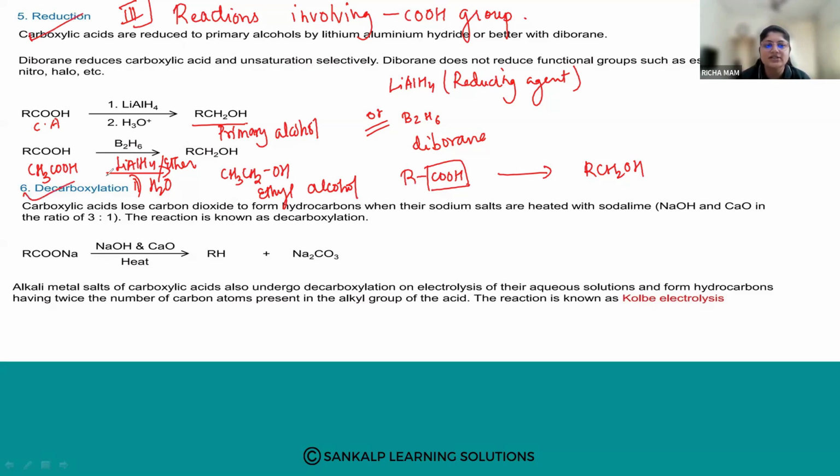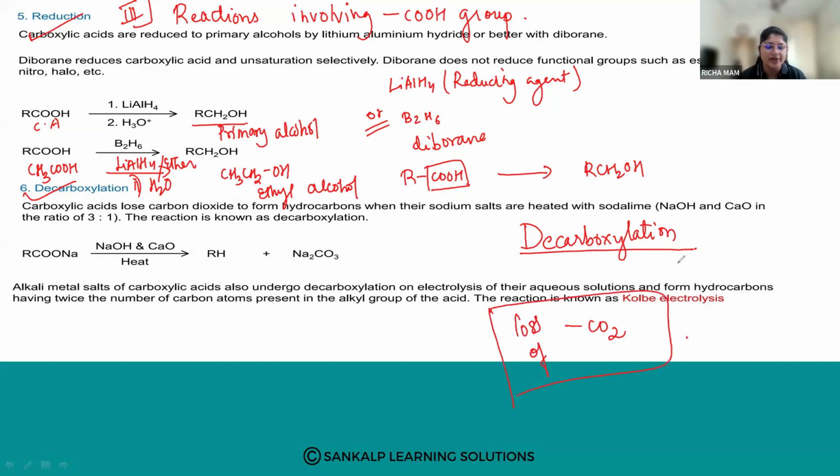Next important reaction is decarboxylation. Can anyone tell me what you mean by decarboxylation, students? Decarboxylation means... the carboxy group is the CO2 group. So decarboxylation means loss of carbon dioxide. Okay.